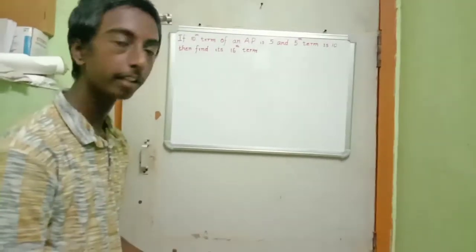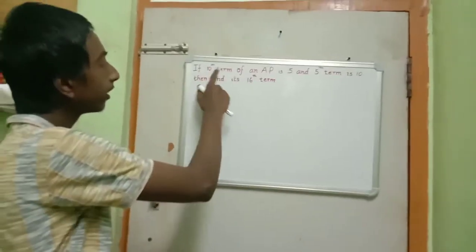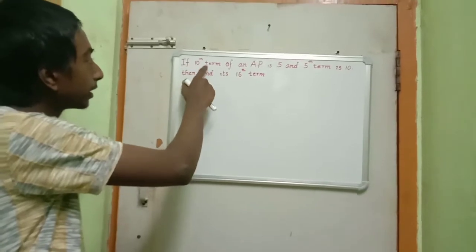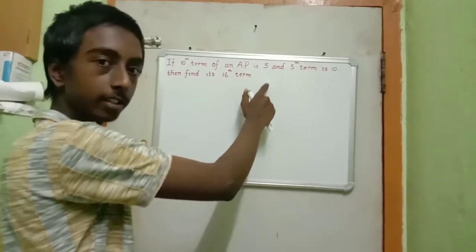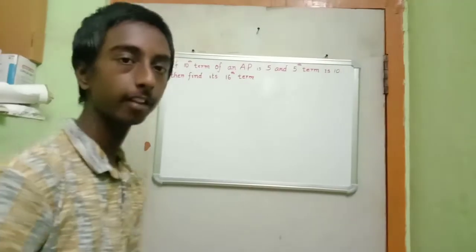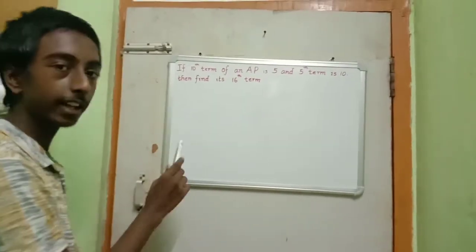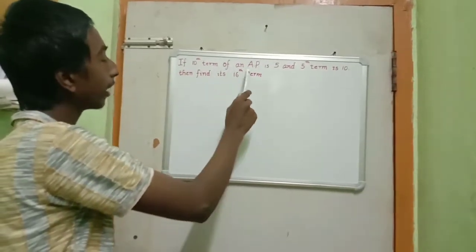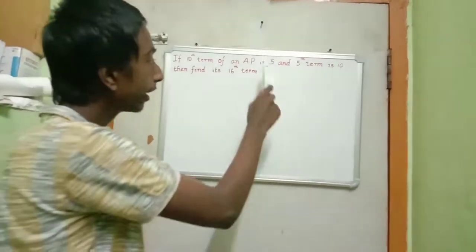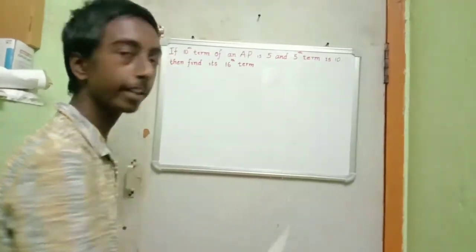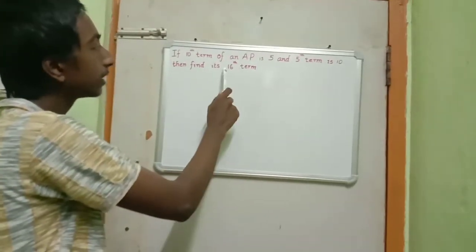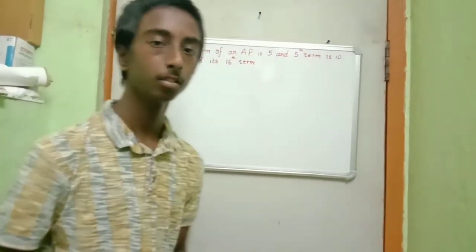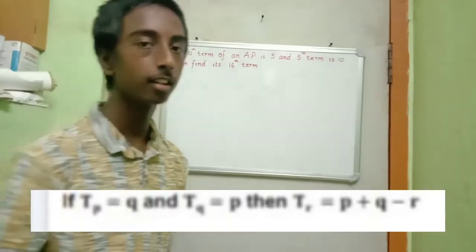This trick is valid if the 10th term of an AP, in this question, let's take 10 as P and 5 as Q. So if we take it like that, the question changes to: if the pth term of an AP is Q and the qth term of an AP is P, then find the rth term. Let's take it as R. If we want to find the rth term, here is the trick.